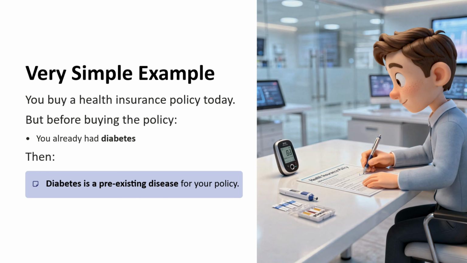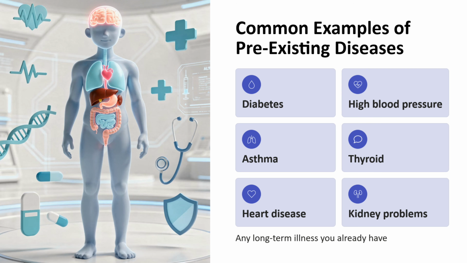Now we will see the example. You buy a health insurance policy today, but before buying the policy, you already had diabetes. Then diabetes is a pre-existing disease for your policy. What are the common examples of pre-existing diseases? Diabetes, high blood pressure, asthma, thyroid, heart disease, and kidney problems. Any long-term illness you already have.